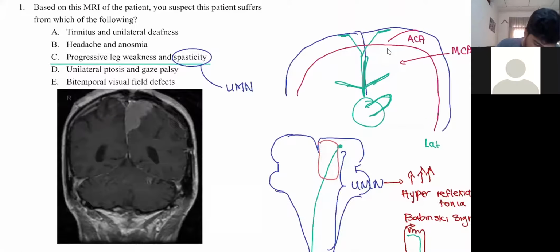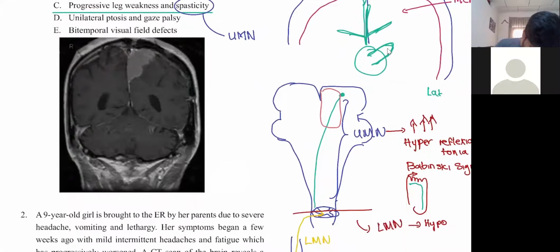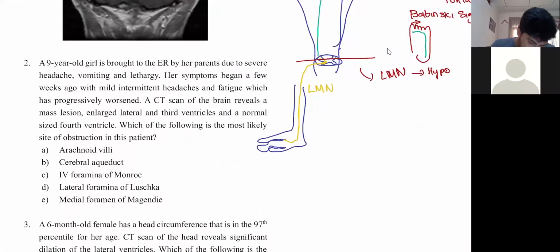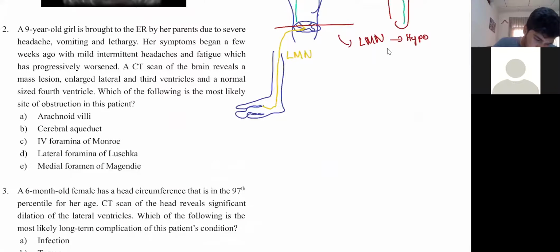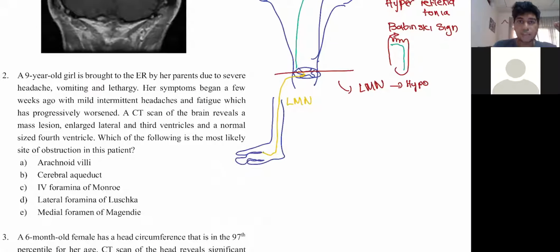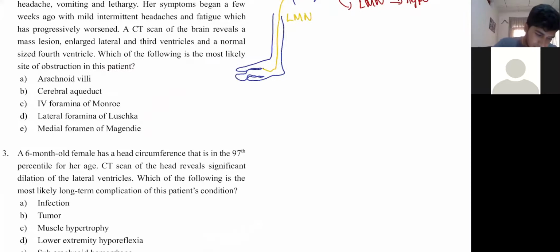Okay, can someone tell me the answer for the second one? Can someone tell me the answer for the second one? We drew this last class.